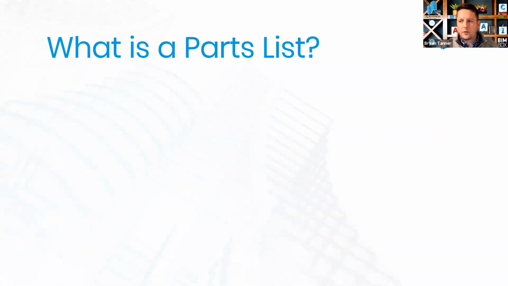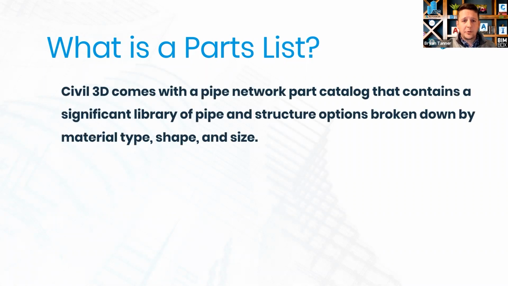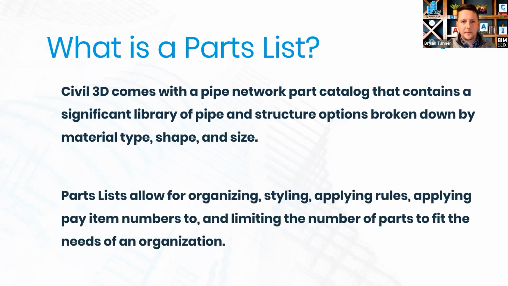So what is a parts list for those who are just getting into Civil 3D? Well, Civil 3D comes with the Pipe Network part catalog, and it contains a fairly sizable library of pipe and structure options. Those are broken down by material type, shape, and size. We have box structures, concentric cylindrical structures, concentric structures with rectangular frames. We have elliptical pipes and box culverts and kind of everything in between. HDPE, PVC, corrugated metal pipe, reinforced concrete pipe, etc. So we've got a pretty robust list of options right out of our default installation of Civil 3D.